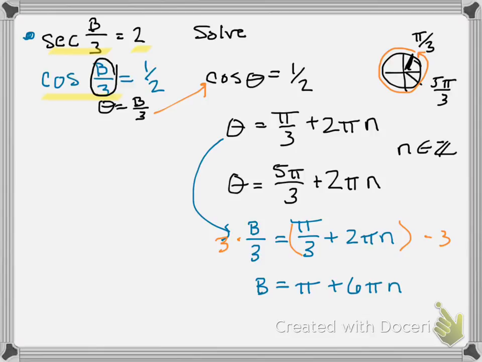And similarly, we could do the same thing with this one here. And if we did that, we would get b equals 5 pi plus 6 pi n. And again, remember n is an element of the integers. So that means that these are all of the angles that would fit our original equation. So if we plugged those in, they would work.